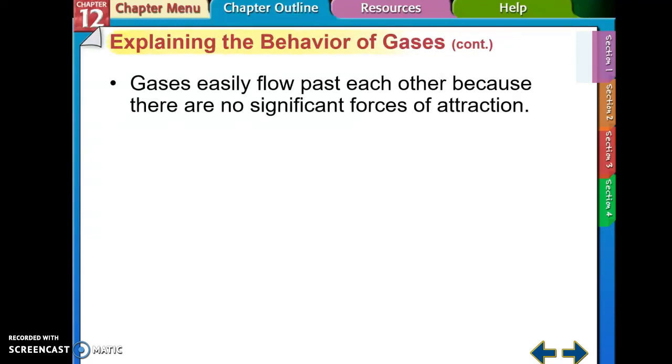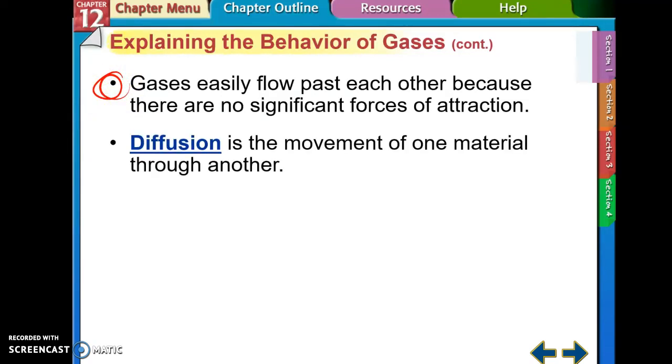So, when we're talking about the kinetic molecular theory, it mainly deals with gases and the fact that gases flow easily because they aren't really attracted to each other. Because of this, they can diffuse from one material through another. So this is kind of like if you had a strainer and you are straining pasta. Well, pasta's been in the boiling water to cook it. When you're done cooking it, you pour the water out, and the water moves from one material through another.